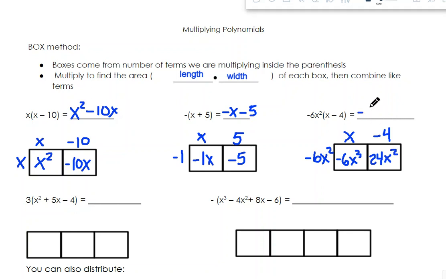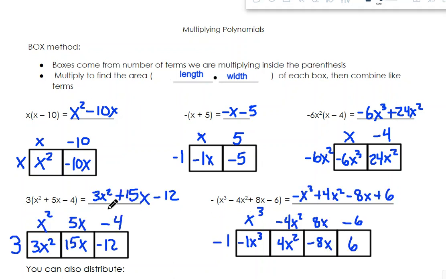So what's my final answer? My final answer is negative 6x to the third plus 24x squared. I can't combine these two because they're two different powers. All right, there's two more. Pause the video, try those two on your own, see how you do. Unpause it when you're done and check your work.